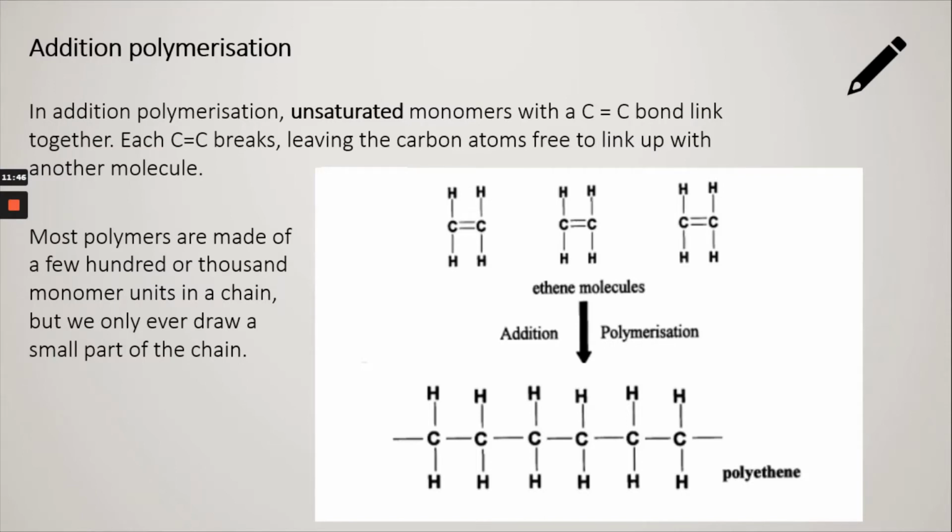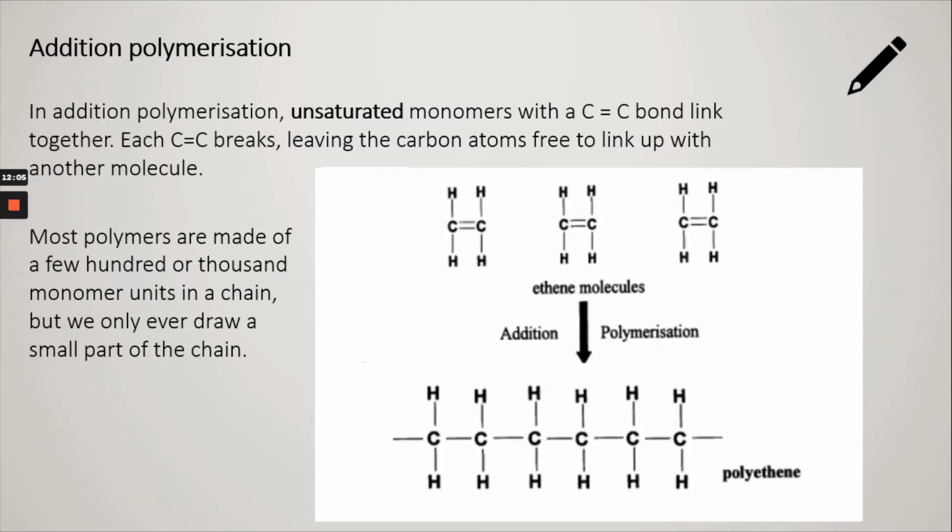So in addition polymerization, unsaturated monomers with a carbon-carbon double bond link together. What happens is each carbon-carbon double bond breaks, and that leaves the carbon atoms free to link up with another molecule. So you can see in this image, you've got 3 ethene molecules. The double bond in all of those breaks, and that gives each carbon a free bond to then link up with a neighbouring molecule to form a long chain.